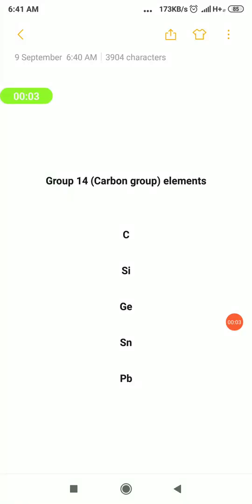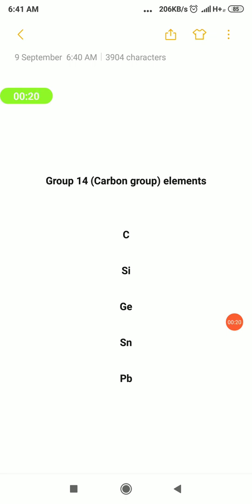Hello students, we have seen the boron family elements and its compounds till now. Can you please again tell the elements of boron family? It is boron, aluminium, gallium, indium and thallium.